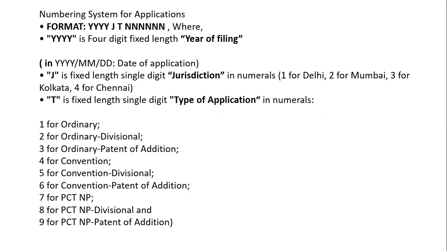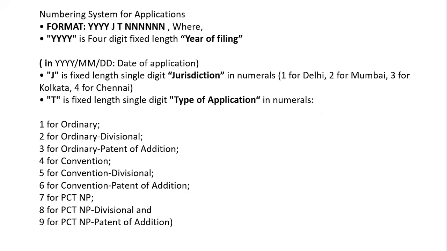So the numbering system, how is it? You are aware of the format, right? Basically, the first 4 digits denote the year of filing. Then the next digit, the 5th digit, tells the jurisdiction. Jurisdiction is like first for Delhi, second for Mumbai, third for Kolkata, fourth for Chennai.